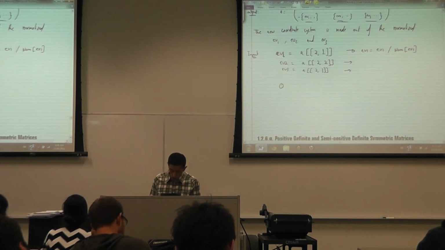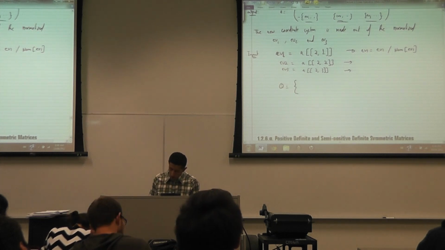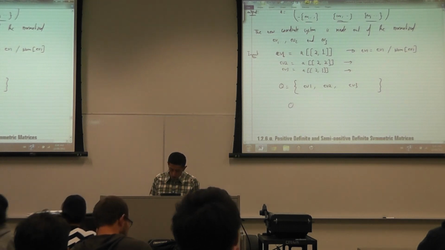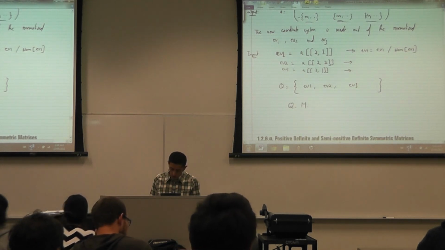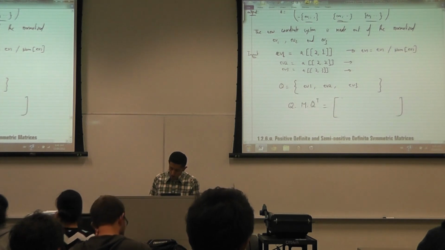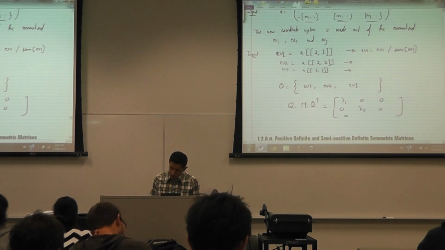Then if you take Q to be equal to the matrix made out of the first row is eigenvector 1, the second row is eigenvector 2, the third row is eigenvector 3. When you multiply Q by M by Q transpose, you will get a diagonal matrix that's equal to lambda 1, 0, 0, 0, lambda 2, 0, 0, 0, lambda 3.